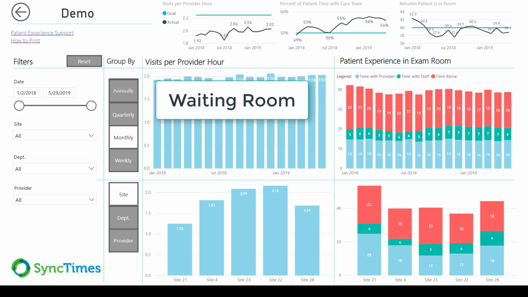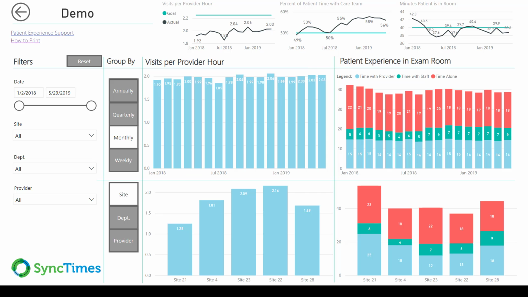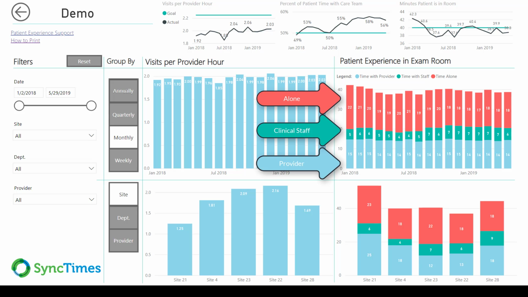There's time in the waiting room and time in the exam room. Time in the exam room can be broken up into 3 different sections. Time spent with clinical staff, that's going to be clinical assistants and nurses. Then there's time spent with the provider, and there's time spent alone in the exam room. These 3 metrics are demonstrated here. Red representing alone time, green representing time with clinical staff, and blue representing time with a provider.